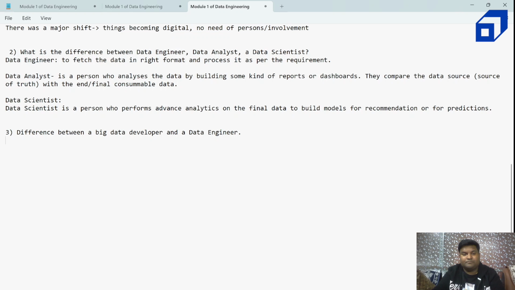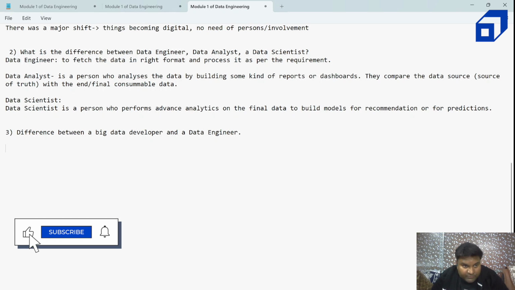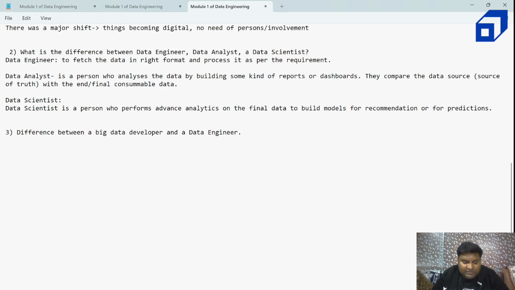So if you talk about a big data developer, these jobs were present early in the 90s till 2002, 2005. This was a time when internet came into picture, a lot of data was being consumed, a lot of data was being produced. Big data developer basically used to develop all the systems, all those technologies to process the big data, obviously.